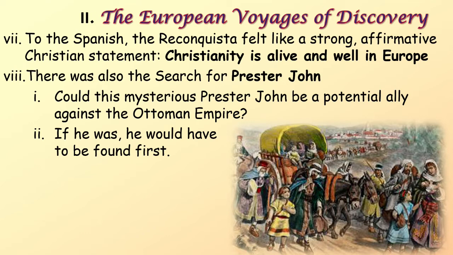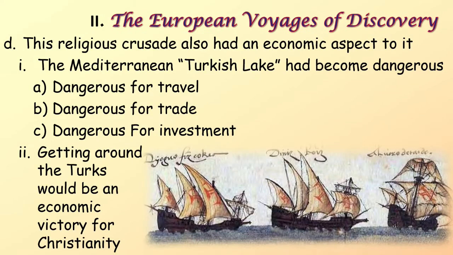Also, don't forget the search for Prester John that we talked about. Could this mysterious Prester John be a potential ally against the Ottoman Empire? And if he was, he'd have to be found first. And this religious crusade also had an economic aspect to it. That Mediterranean Turkish lake that I showed you on one of our maps in 12.5, it had become a dangerous place to be. Dangerous for travel, dangerous for trade, dangerous for investment, and getting around the Turks would be an economic victory for Christianity.